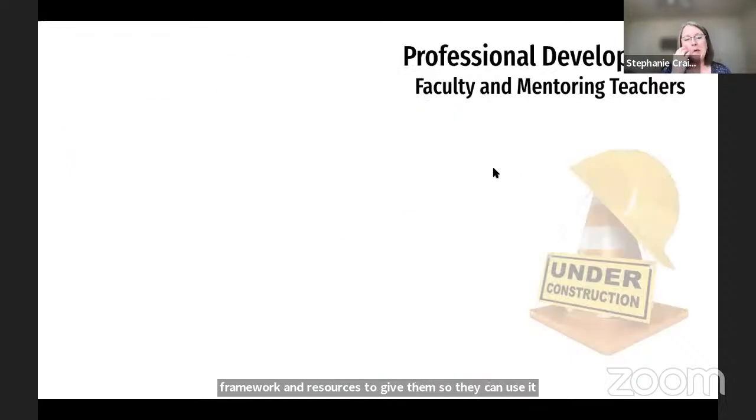So one thing that when I came on board at Marietta College, and then specifically through the grant that Dr. Ryder and I are on, one thing that we wanted to do was provide some professional development to the mentoring teachers that are out in our partnership schools.